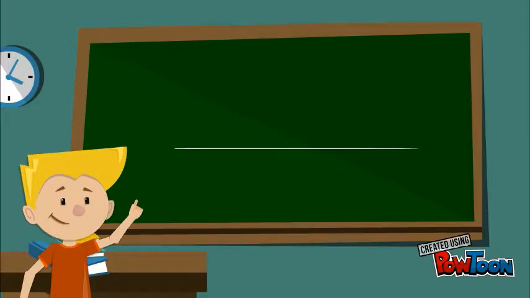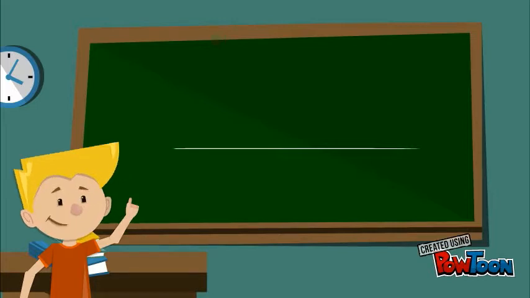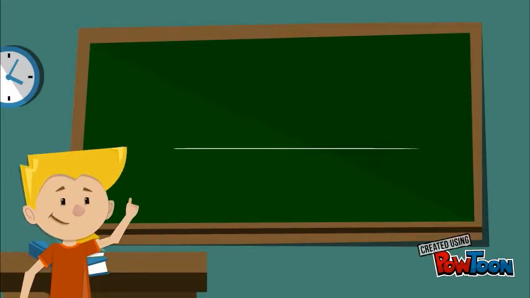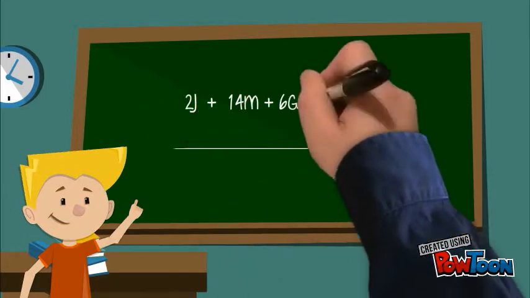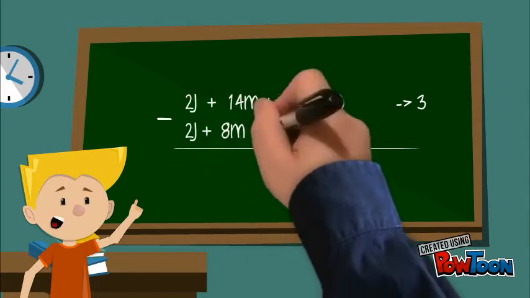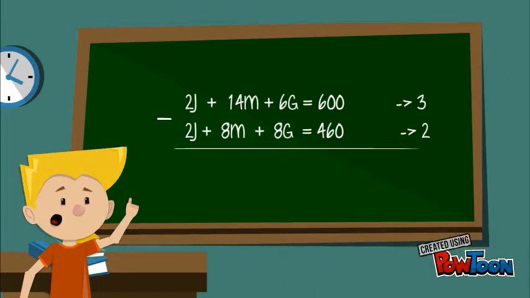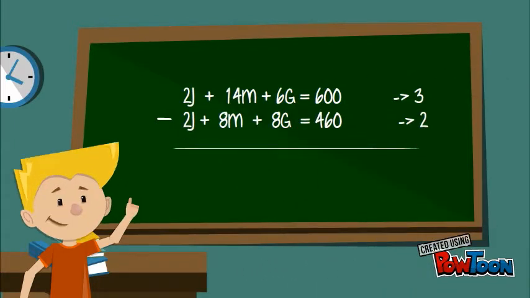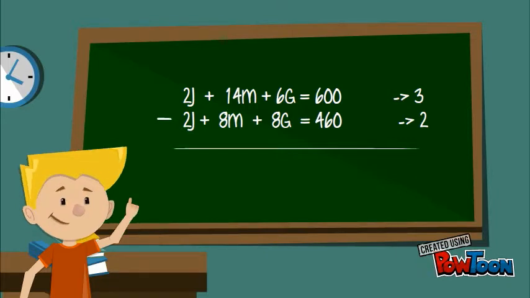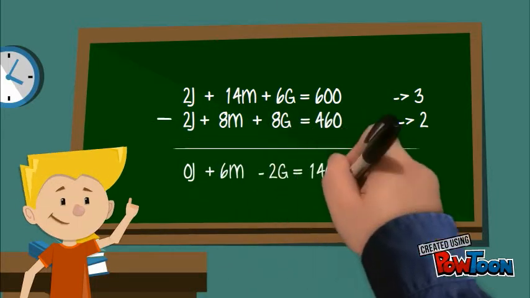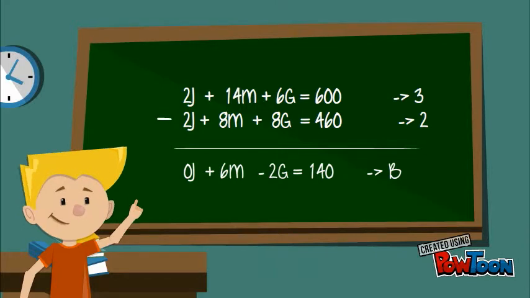Now let's compare equation 2 and 3. Before the subtraction, we have to make sure that we can eliminate J fully. So from the third equation, we will have to multiply the entire equation by 2. And now we can subtract both equations as we eliminate J fully. 2J plus 14M plus 6G equals 600, minus 2J plus 8M plus 8G equals 460, equals 0J plus 6M minus 2G equals 140.